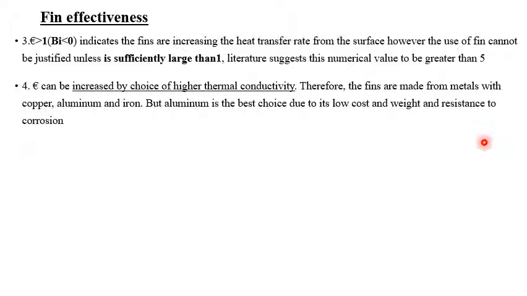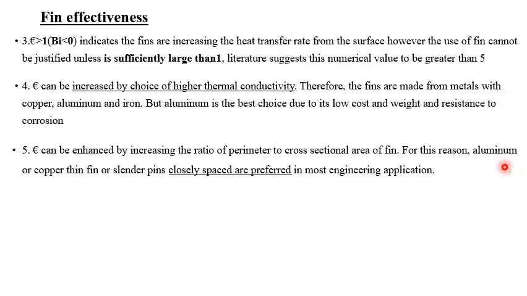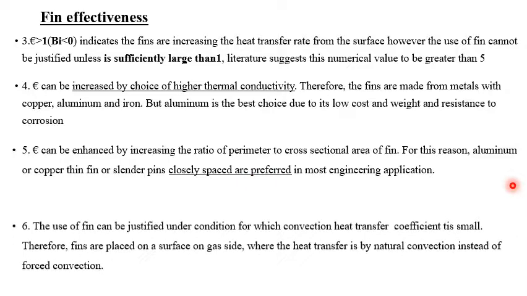Therefore, fins are made from metals like copper, aluminum, and iron. But aluminum is the best choice due to its low cost, low weight, and resistance to corrosion. That is one more thing. Then effectiveness can be enhanced by increasing the ratio of the perimeter to the cross-sectional area of the fin. For this reason, aluminum or copper fins with slender pins closely spaced are preferred, as already discussed.